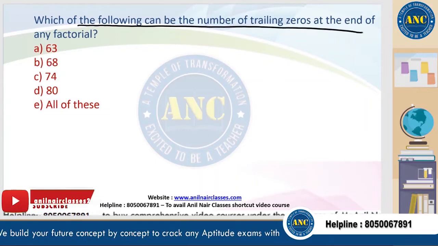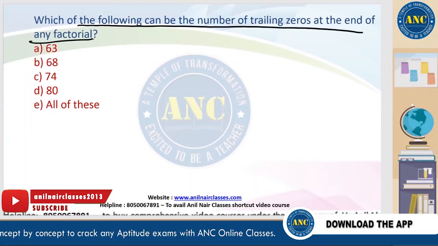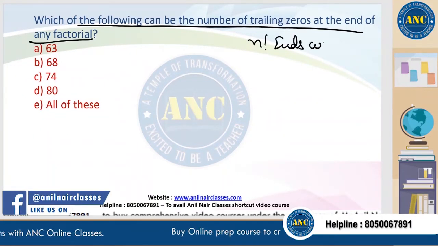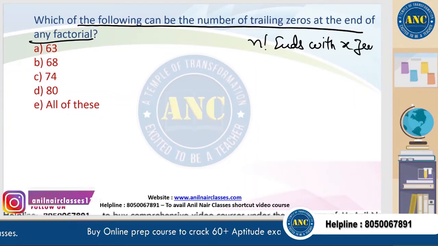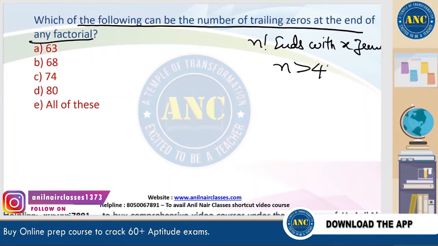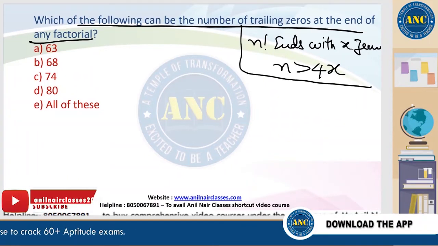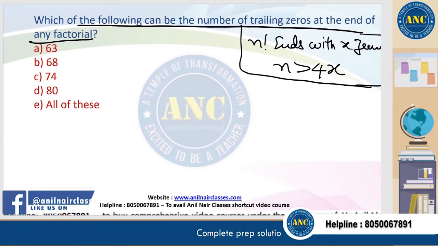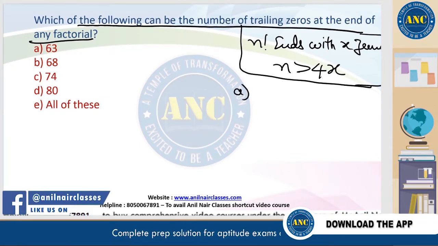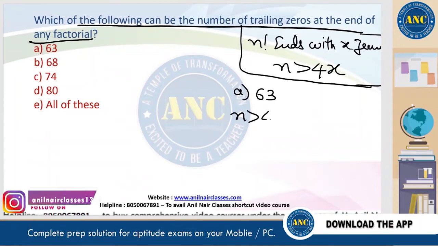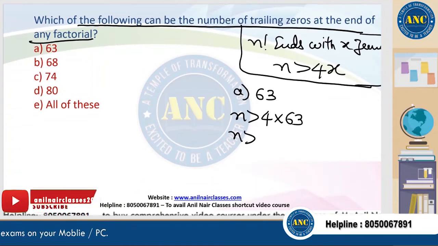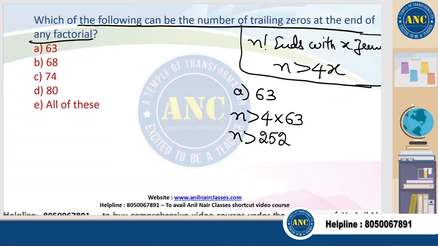Which of the following can be the number of trailing zeros at the end of any factorial? What is the concept? If n factorial ends with x zeros, then n is greater than 4x. Suppose I take 63, n is greater than 4 into 63, n is greater than 252. What is the multiple of 5 greater than 252?